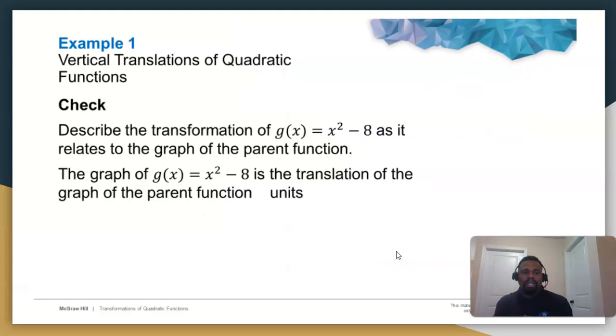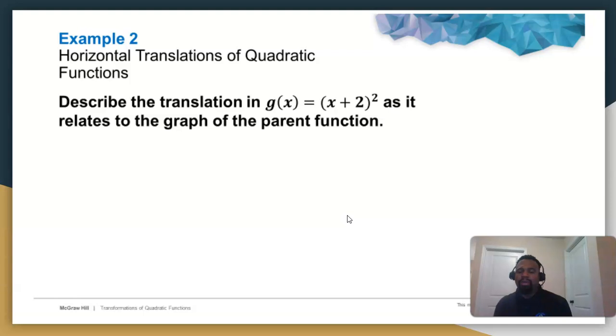All right, let's take a look at this. We're doing a check here, and we have x squared minus 8, and we want to describe the translation. Well, if it's minus 8, that lets us know that we're moving down 8 units. So this is a translation of the parent function, moving 8 units down.